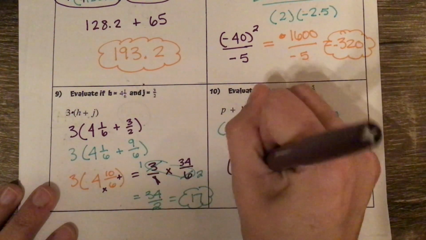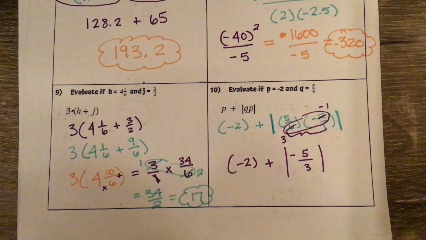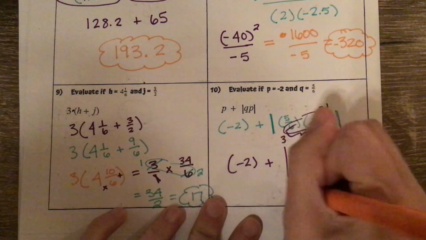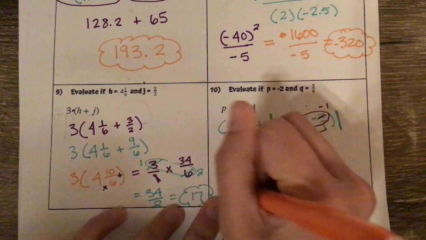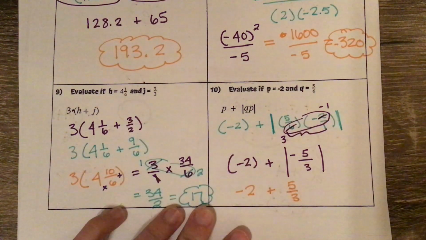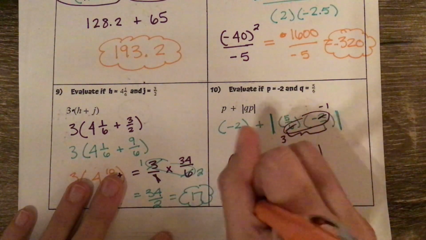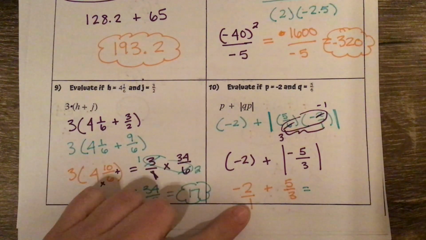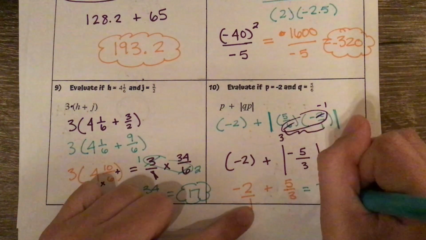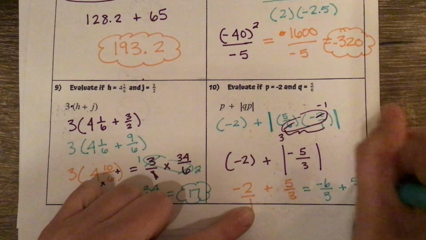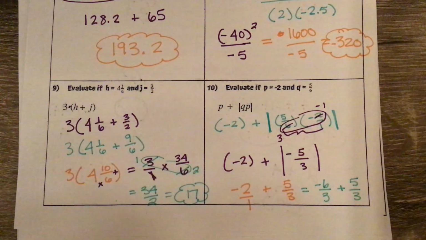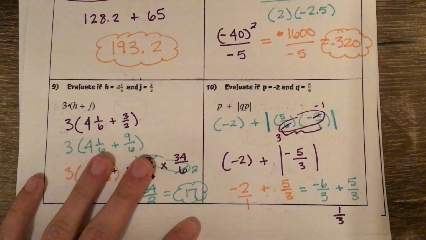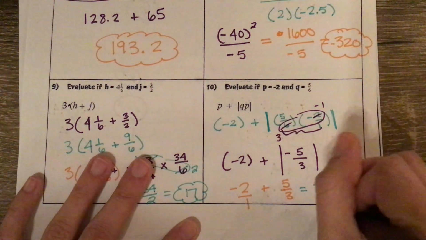So we've got -2 plus the absolute value of -5 over 3. Absolute value is always going to be positive, so the absolute value of -5 over 3 is +5 over 3. So -2 plus +5 over 3. Well, this is -2 over 1. To make it into common denominators, we need to turn this into thirds, so times 3. So -6 over 3 plus +5 over 3. They are opposites, so we're finding the difference, which is 1/3. There are more negatives than positives, so it is a negative result.